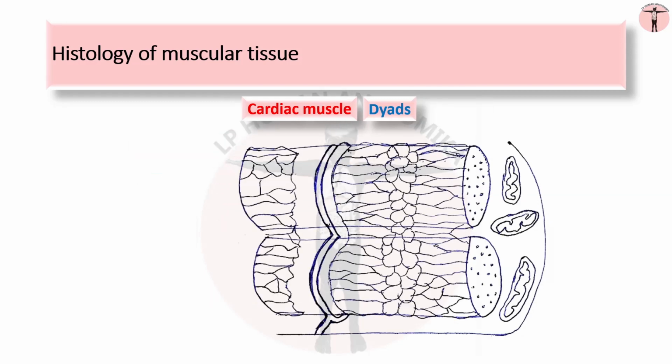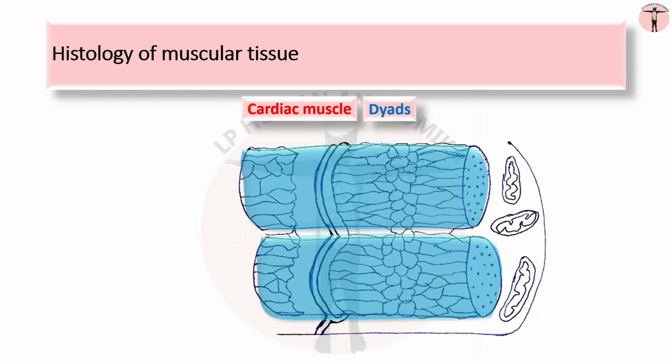The structure and function of the contractile proteins in cardiac cells are essentially the same as in skeletal muscle. At places, the myofibrils merge with each other and are relatively few in number. As a result, the striations are not as distinct as those of skeletal muscle.